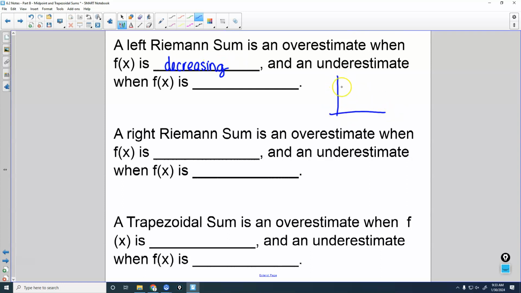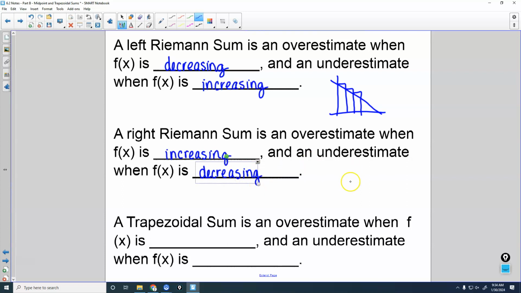All right, let me make sure. Sometimes I've got to check the left endpoint on the graph. That's an overestimate whenever f is decreasing. And an underestimate when f is increasing. A right Riemann sum is an overestimate when f is increasing. These are going to flip. And an underestimate when f is decreasing.